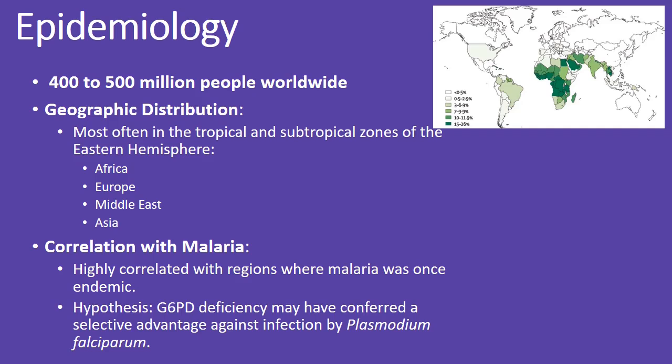Geographic distribution. This condition is most prevalent in the tropical and subtropical zones of the Eastern Hemisphere, including Africa, Europe, the Middle East, Asia. Correlation with malaria. There's a strong correlation between G6PD deficiency and regions where malaria was once endemic. It's hypothesized that G6PD deficiency may have provided a selective advantage against malaria infection by Plasmodium falciparum.